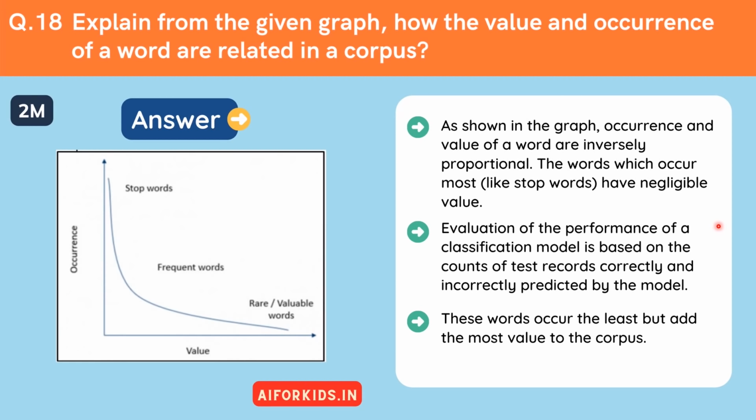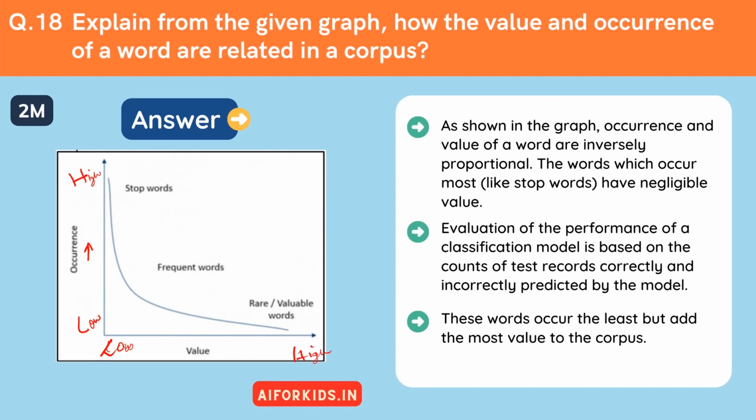It says that explain from the given graph how the value and occurrence of the word are related in a corpus. So this one seems to be complicated, but it is really simple if you try to understand it. We have one side occurrence. This means how many times the word has occurred, and this is high times occurred, and this is low times occurred. So this is value, it has low value here, and high value here.